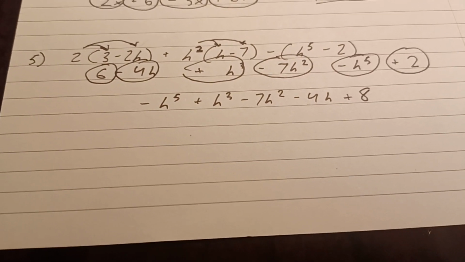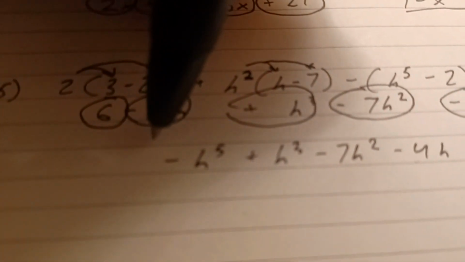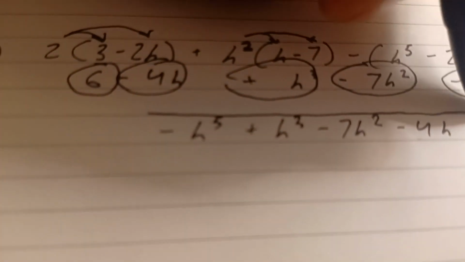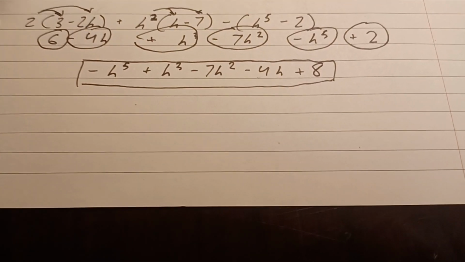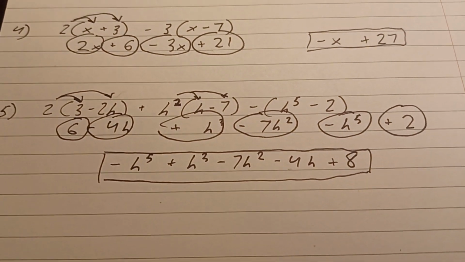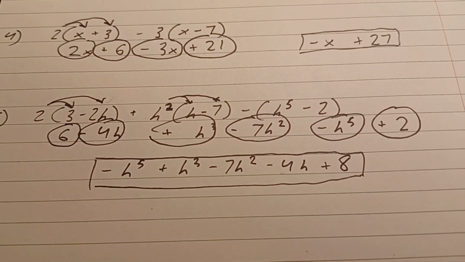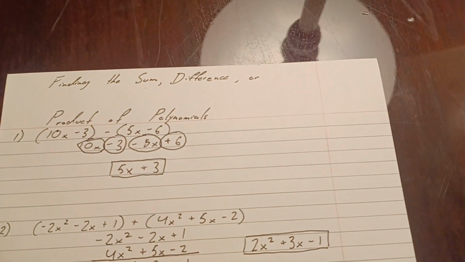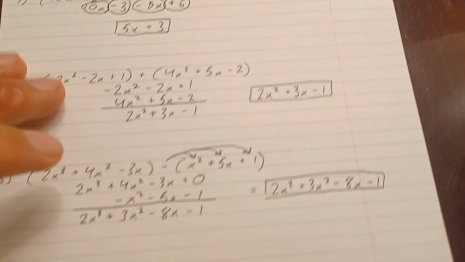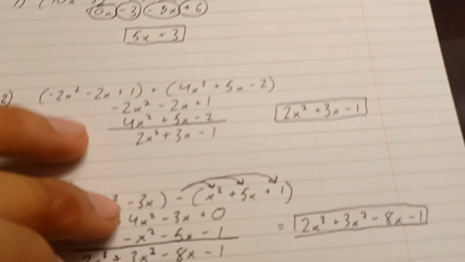That is about as much as what we can do with this problem. So this is going to be our answer for number 5. Just like that. In case you can't read it, it's negative h to the 5th plus h cubed minus 7h squared minus 4h plus 8. So that is basically how you do this arithmetic with polynomials, and that's it. That's how you do it. It's quite easy. Yep, that's it.